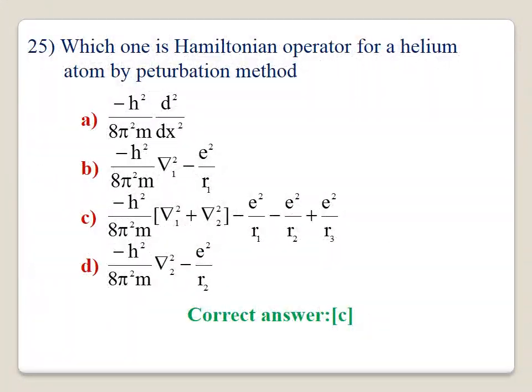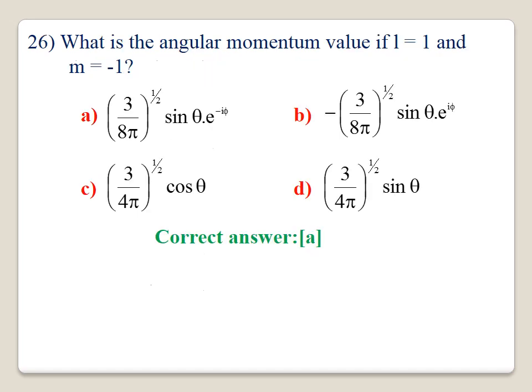25. Which one is the Hamiltonian operator for the helium atom by the perturbation method? The option C is the correct answer: minus h²/8π²m ∇₁² plus ∇₂² minus e²/r₁ minus e²/r₂ plus e²/r₁₂. Here the helium atom consists of 2 electrons and you have to use 2 Hamiltonian operators. Therefore, option C is correct.